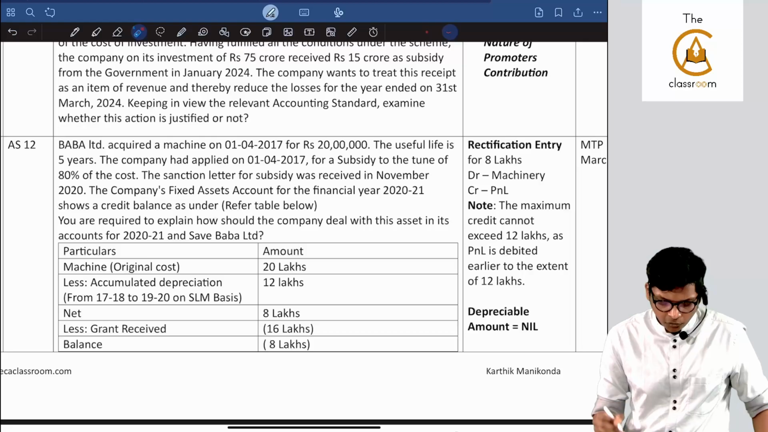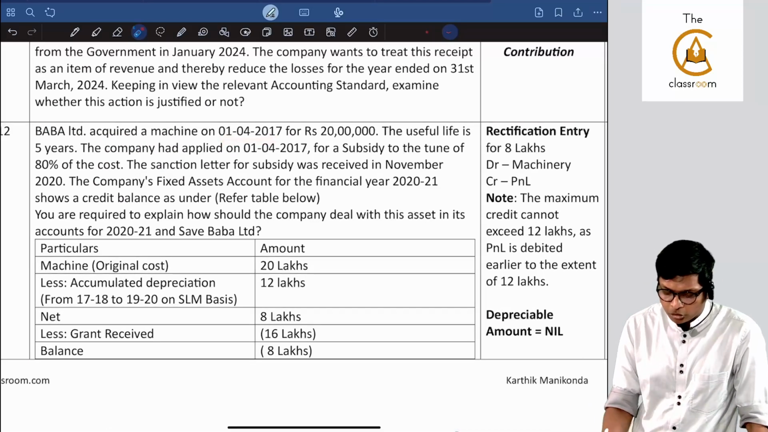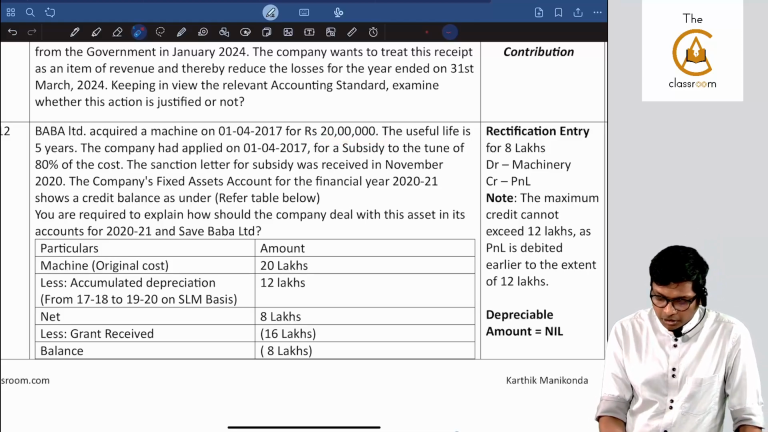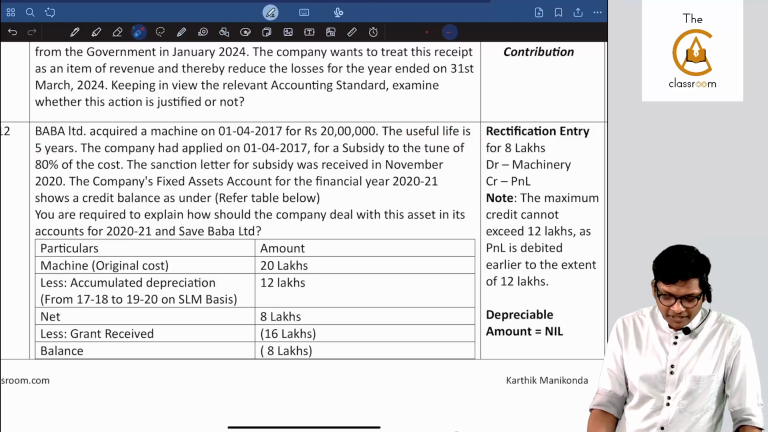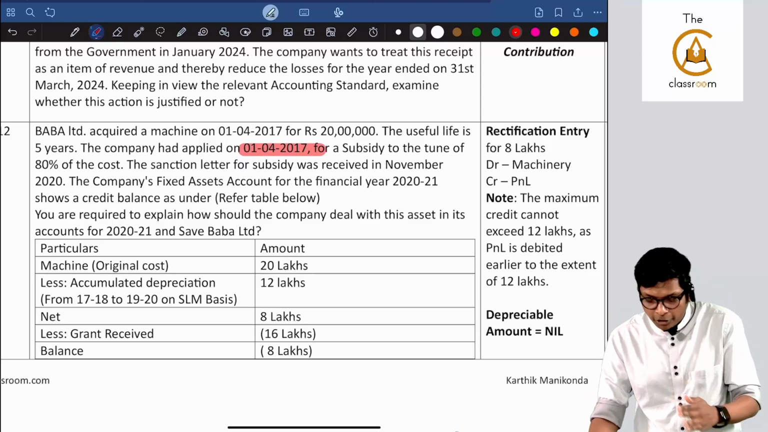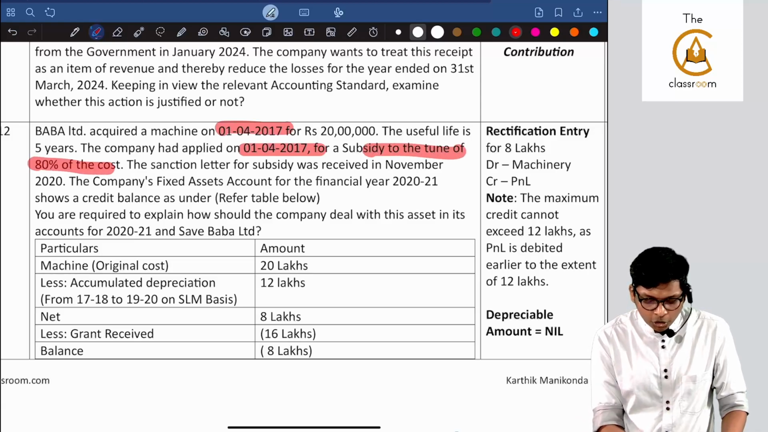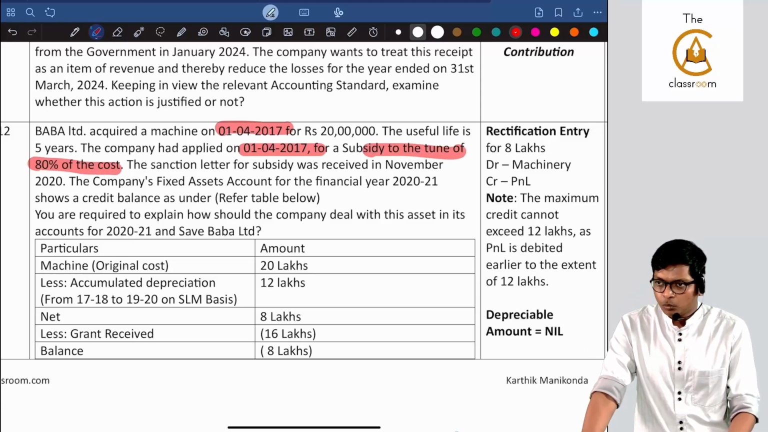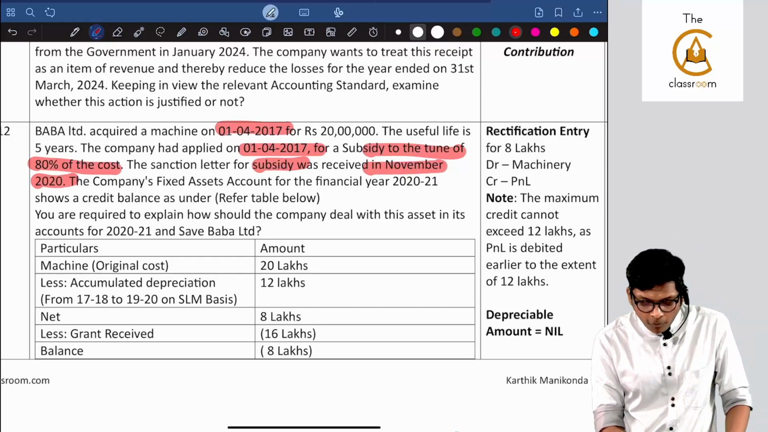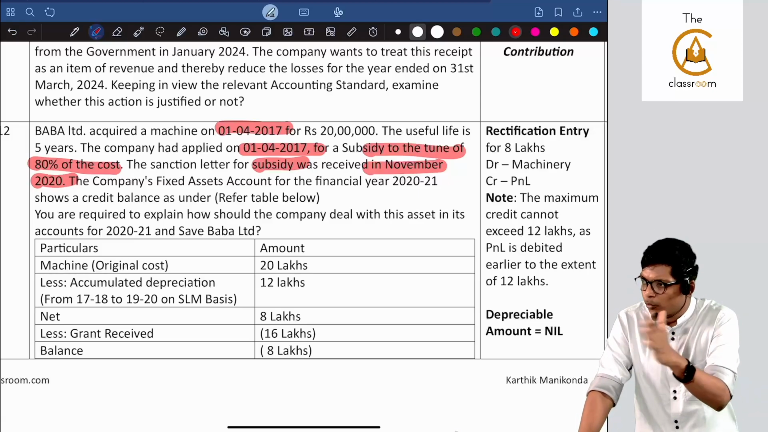Okay. Follow. Baba Limited acquired the machine on 1st April 2017 for 20 lakhs. The useful life is 5 years. The company applied on 1st April 2017, on the day of purchase itself. When they purchased for 20 lakhs, the same day they applied for a subsidy to the tune of 80% of the cost. What I apply for I will not get, but I will try for it. The sanction letter for subsidy was received only in November 2020. Received after almost 3 years, guys. Not exactly 3, somewhat over 3 years.